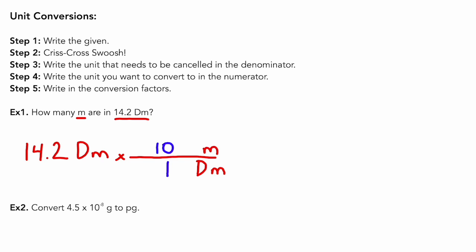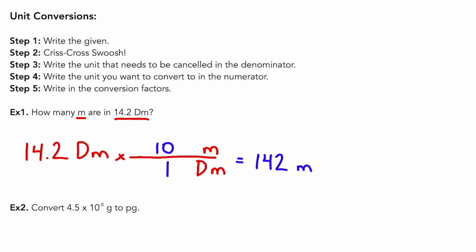So now I just need to do my math. So I have 14.2 times, well, the 10 is in the numerator, so I'm going to multiply by 10. If the 10 had been in the denominator, then when it's in the denominator, you divide. But in this case, it's not. It's in the numerator, so I'm going to take 14.2 and in my calculator, multiply that by 10, and I get for an answer 142, and my units are meters.